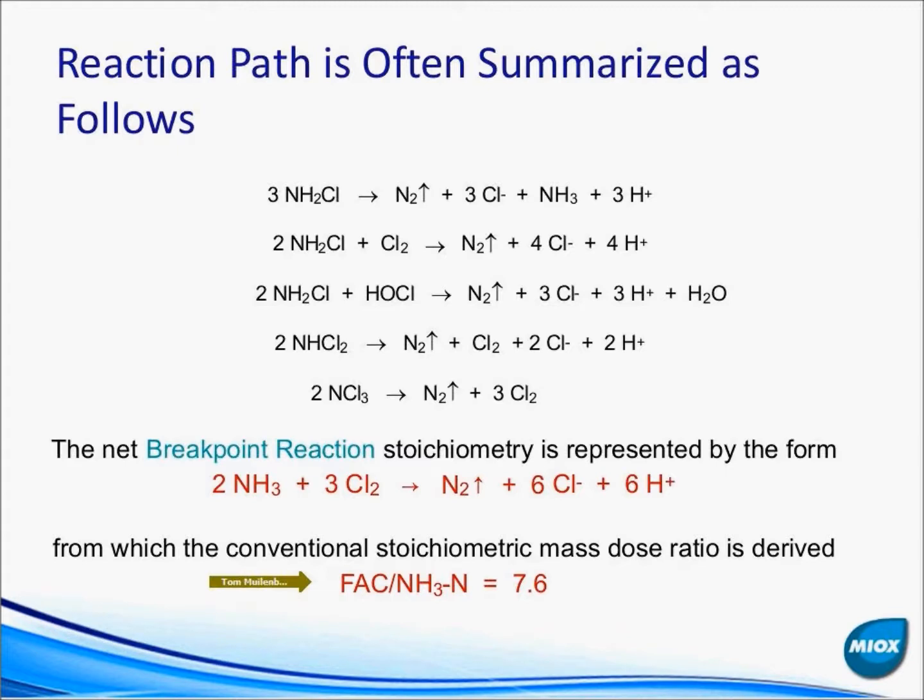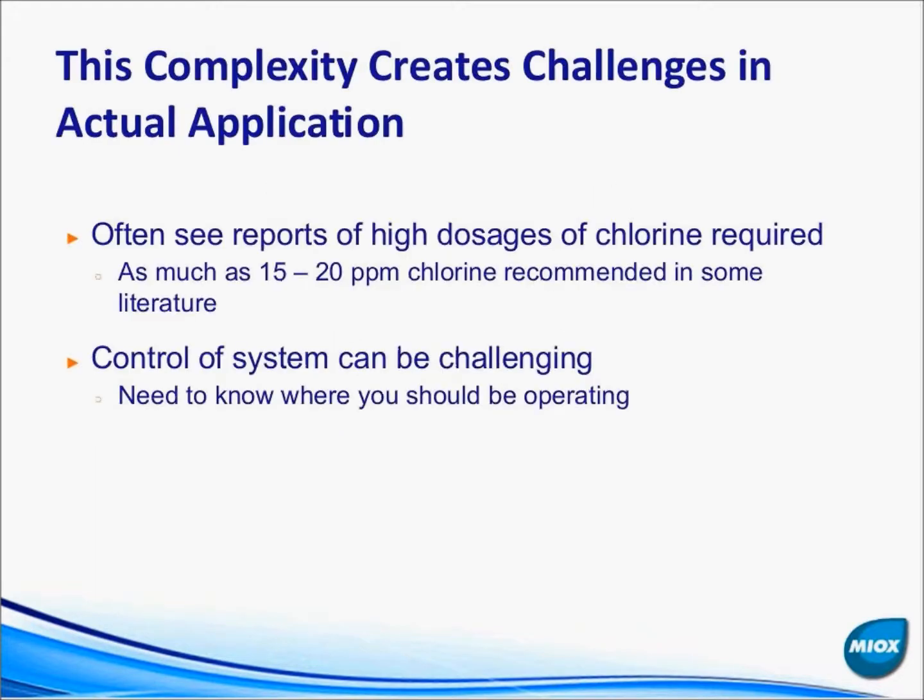which can save a significant amount of money on operating costs. For the oxidation of ammonia alone, you're cutting 30% or more out of the potential cost of generating that solution or dosing that solution. As I mentioned, I often see reports of high dosages of chlorine chemistry required. You'll see numbers all over the place in the literature. 15 to 20 parts per million is pretty typical for just regular chlorine usage. And also control of the system can be a little bit challenging.